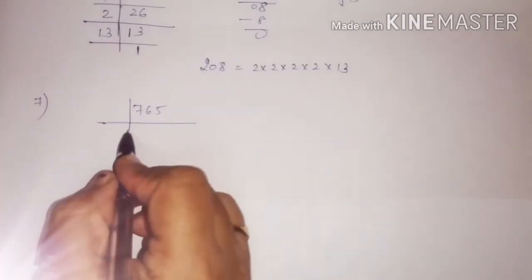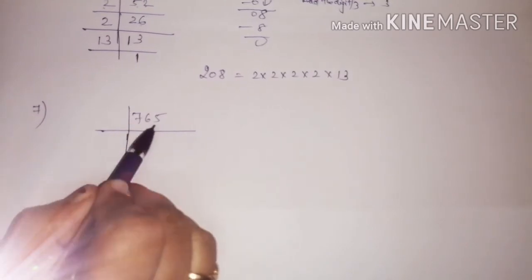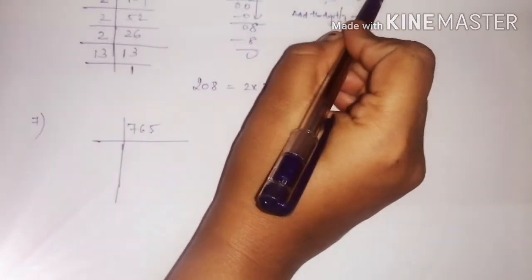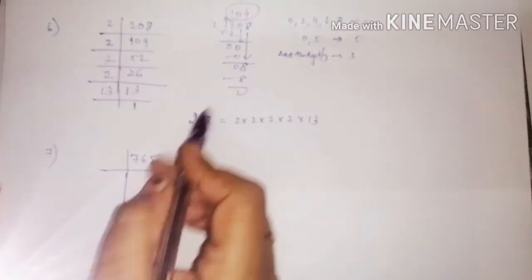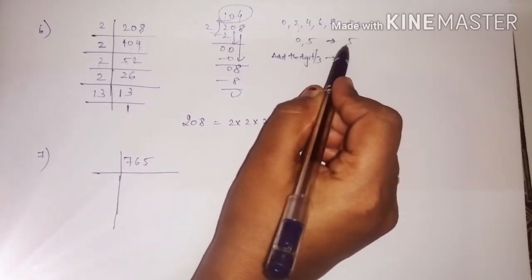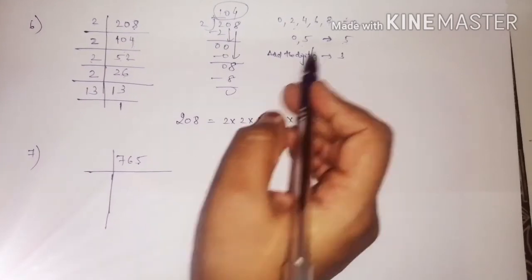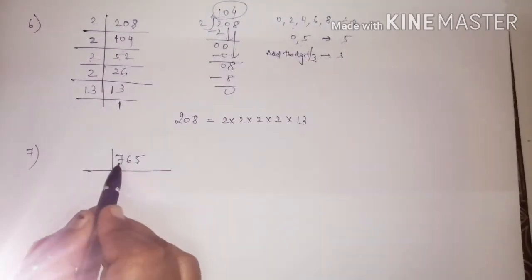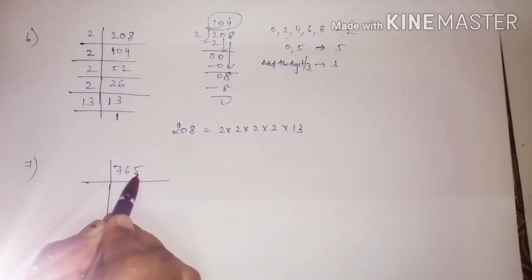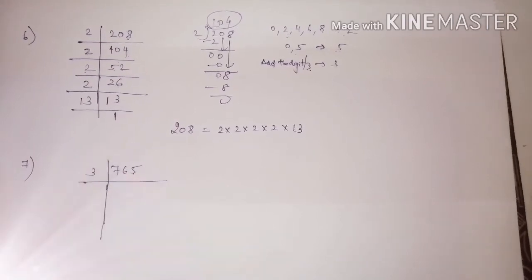So make the arrangement like this. Write the number question over here. Now children, units place it is 5. So it will not get divided by 2. Now units place it is 5, it will get divided by 5 definitely. But let us see before that whether it gets divided by 3 or not. For 3 what you have to do? Add the digits. So let's add the digits. 7 plus 6 is 13. 13 plus 5 is 18. 18 comes in table of 3. So it will get divided by 3.